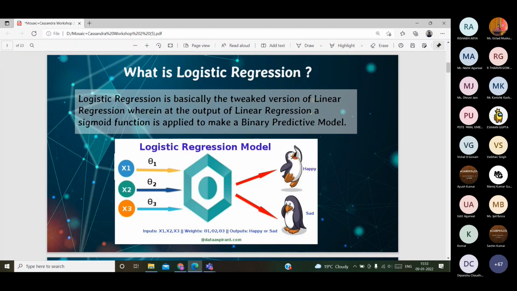It means that it is only linear regression, but at the end we apply a sigmoid function. As you can see, this is a sigmoid function. We take inputs x1, x2, x3, and theta 1, theta 2, theta 3 are the parameters. We put them in the sigmoid function and get an output, happy or sad, like an output between 0 and 1. So it is basically linear regression, but we add a sigmoid function to it.